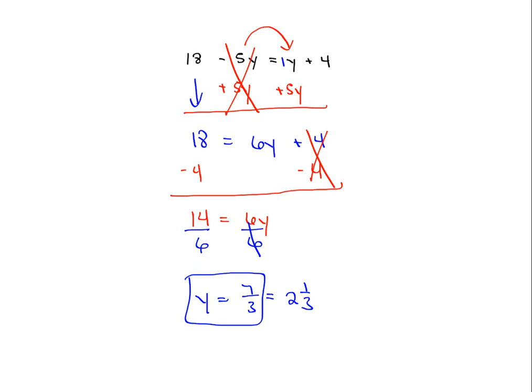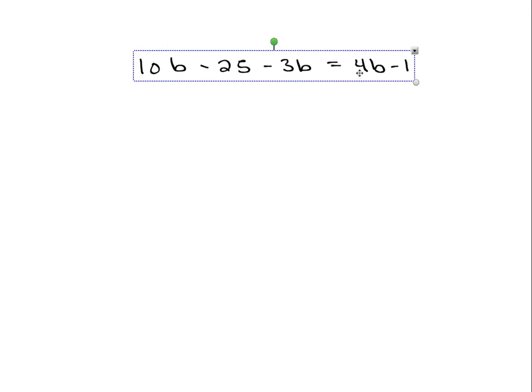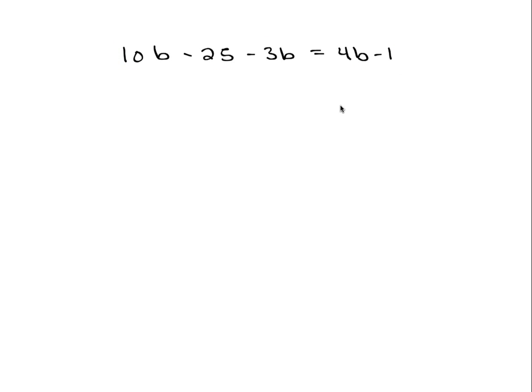Next one. 10b minus 25 minus 3b equals 4b minus 1. A little bit more going on the left-hand side of the equation. Before you start moving anything from the left side to the right side, make sure you have simplified entirely both sides. So left side, I have 10b minus 25 minus 3b. Do I have any like terms on the left-hand side of the equation? Yeah, so let's combine these like terms.